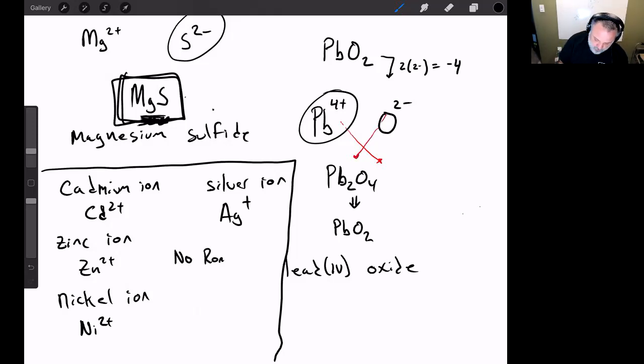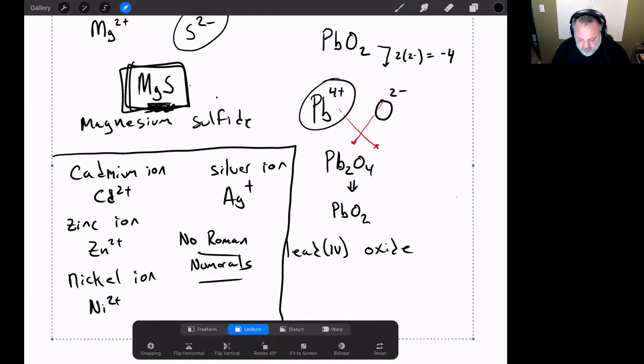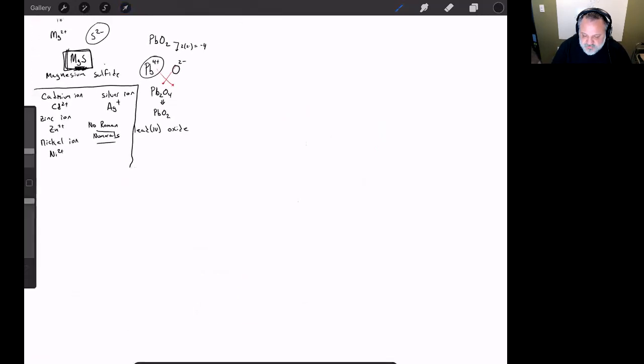No Roman numerals. They'll always be these charges. We use Roman numerals for transition metals and post-transition metals that can have multiple charges. We have to tell the reader which charge it is. So let's do one more example so that I can address the question, how did we get that 4 again? Well, let's take a look at something else. Let's do cobalt.